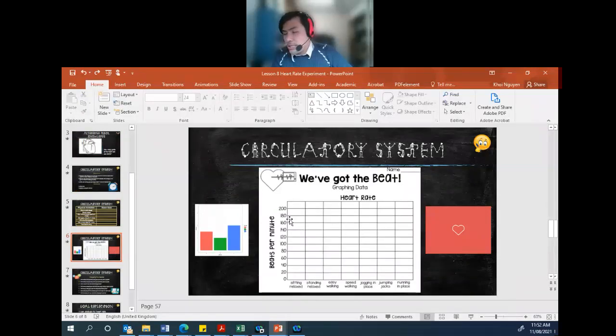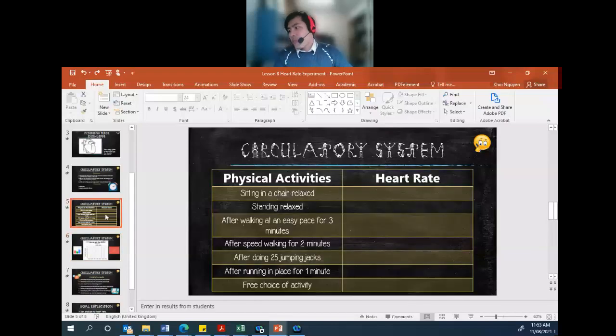Then you just have to plot a graph for it. I would love it if you can get up and get moving around, but if you really don't want to move around, then just do a few of them. Say maybe you're not up for doing 25 jumping jacks. That's fine. Just do sitting, standing, and walking and speed walking. A dance routine, yes, you can do that as well.